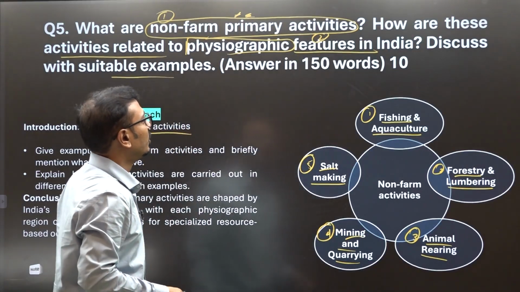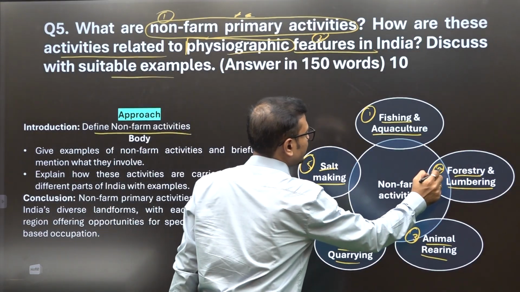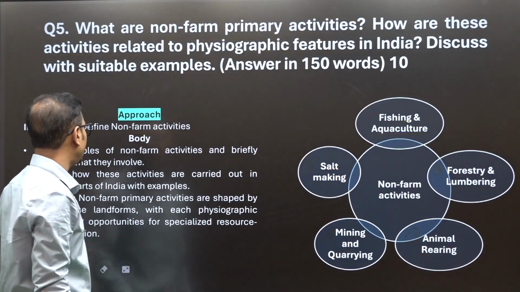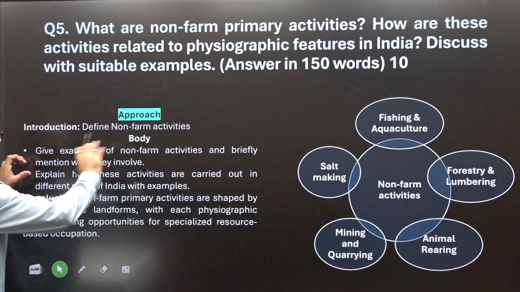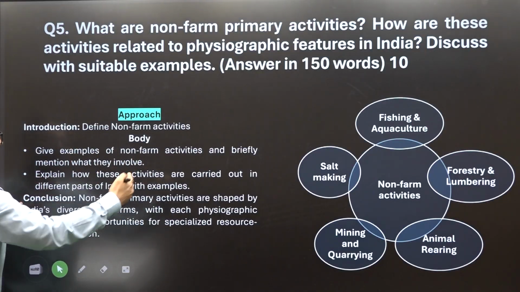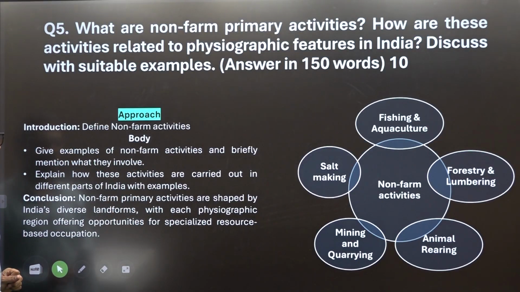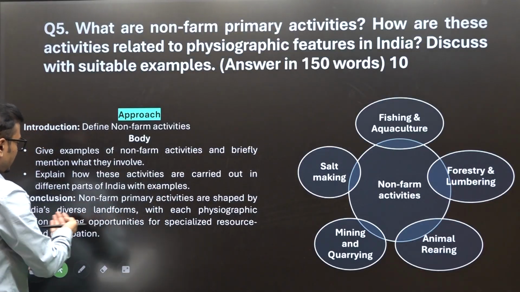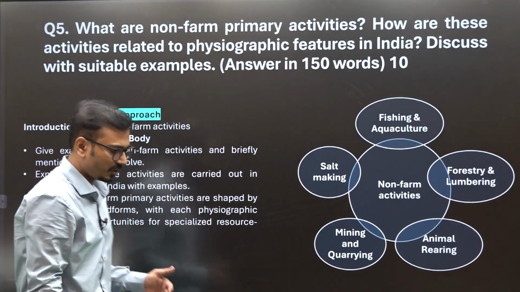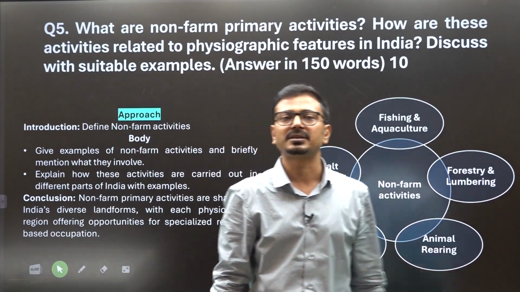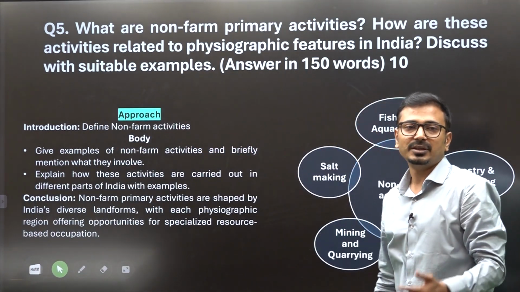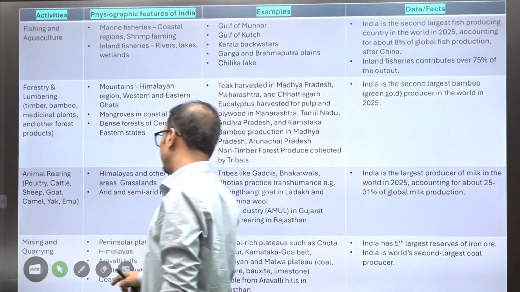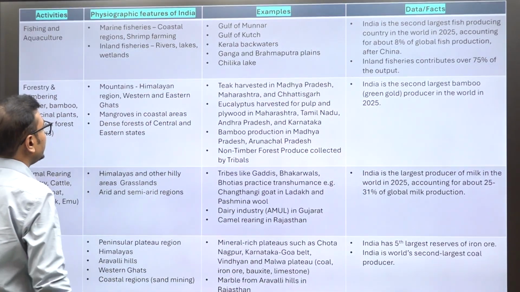Okay, so let's try to relate these activities with physiography of India. So many examples we have added here. In the body part, you can simply give these examples and explain how these are related to different parts of the country. And finally, you can conclude with: non-farm primary activities are shaped by India's diverse landforms and diverse physiographic divisions that we have in the country. So in this manner, you can conclude by summarizing the things. Now let's try to see what kind of examples we can give here.